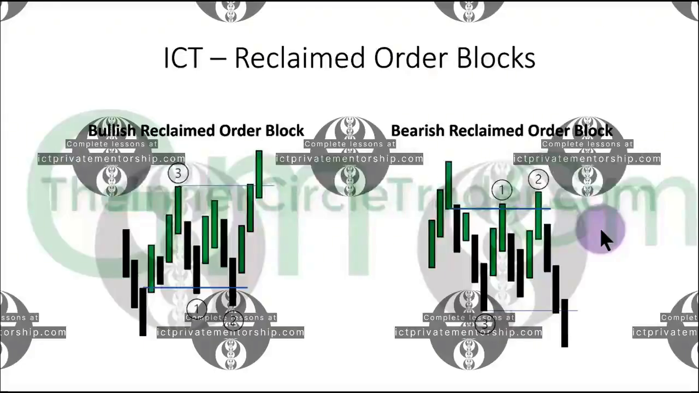It's not complicated. You just have to go through your charts and look, and you'll see many examples of this actually occurring. And it occurs on all time frames. It's not just one particular time frame that reclaimed order blocks occur on.